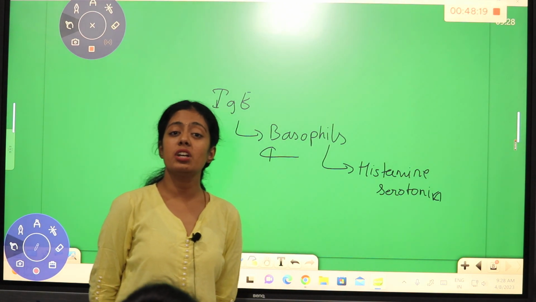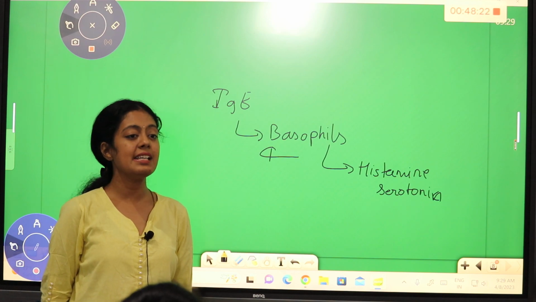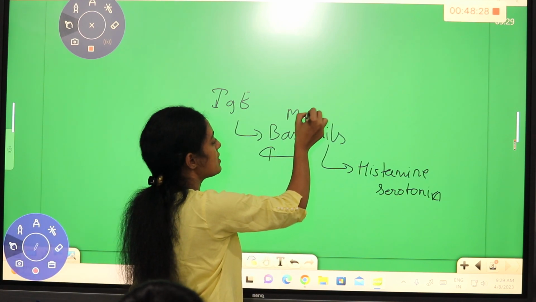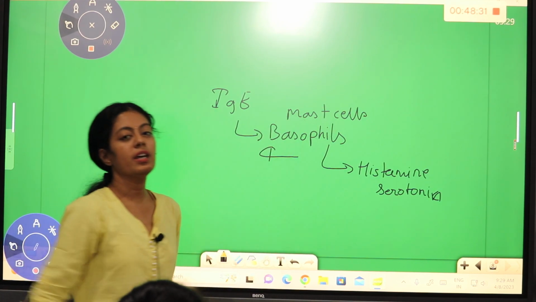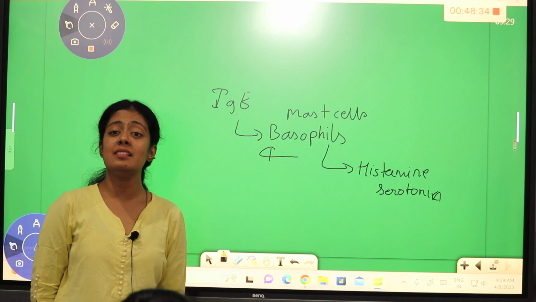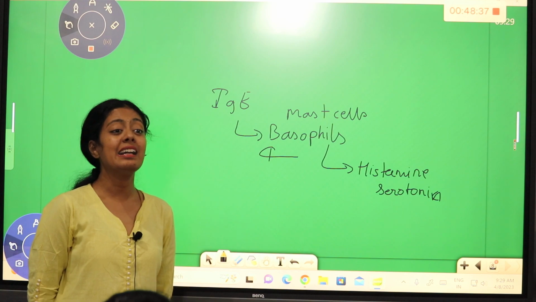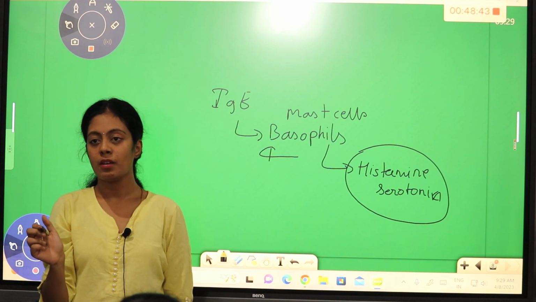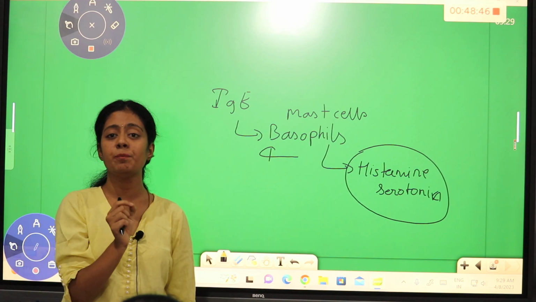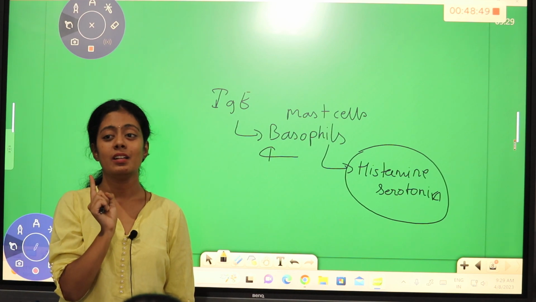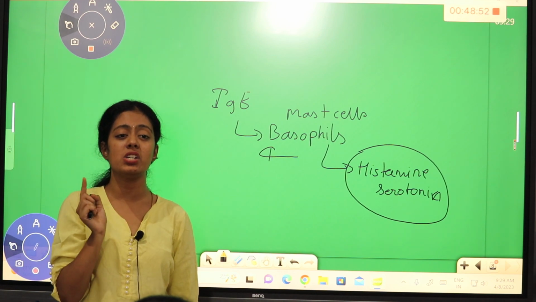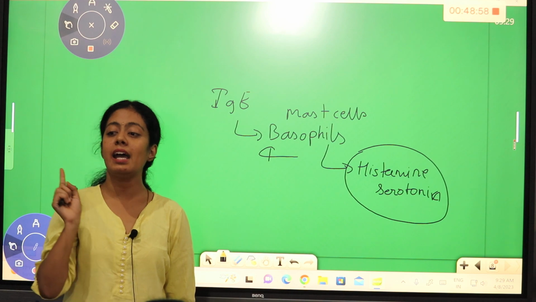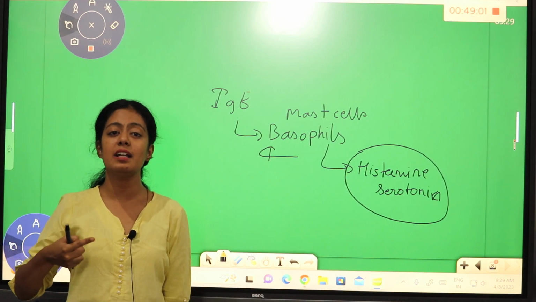Okay. So what is the allergic response? I already told you IgE is an antibody that mediates allergic reaction. This IgE goes and binds to your basophil and mast cell, and it releases certain allergic mediators called histamine and serotonin. Which is the antibody involved in allergy? IgE. Which are the cells involved in allergy? Mast cell and basophil. Which are the allergic mediators? Histamine and serotonin.